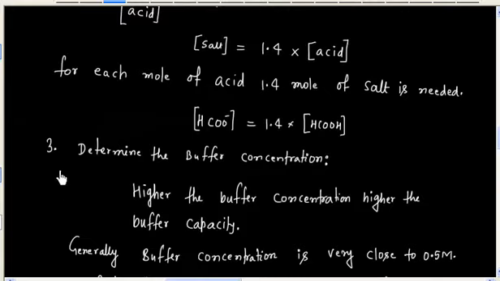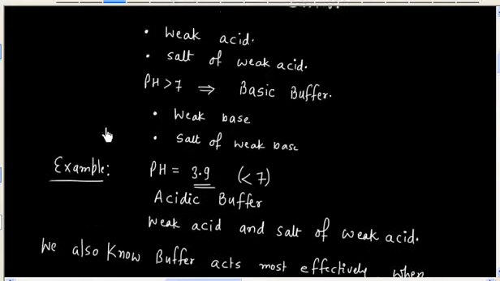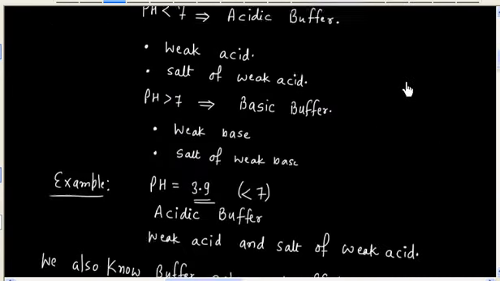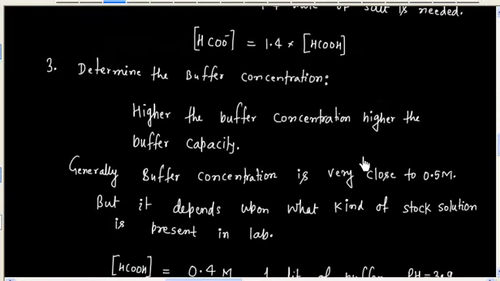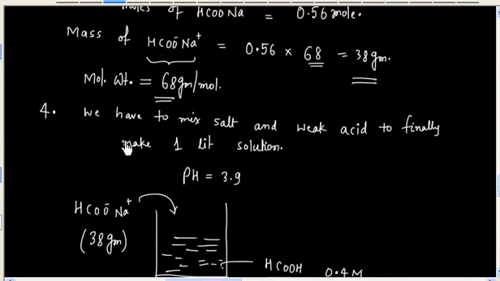So these are the steps for preparation of a buffer of given pH. In the first step, we have to select conjugate acid and base pair. In the next step, we have to calculate ratio of buffer component. In the next step, we have to determine the buffer concentration. And finally, we have to mix the salt and weak acid to get the desired buffer.